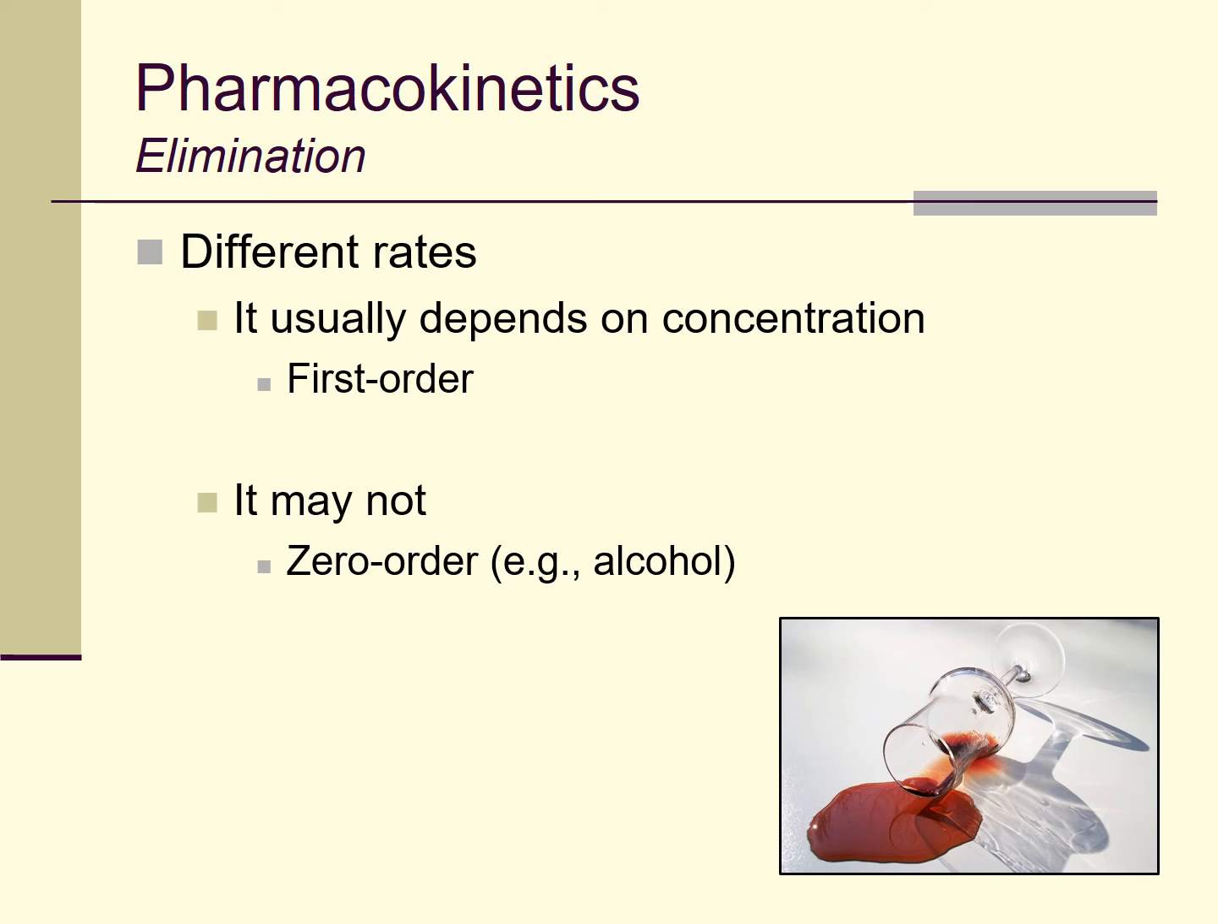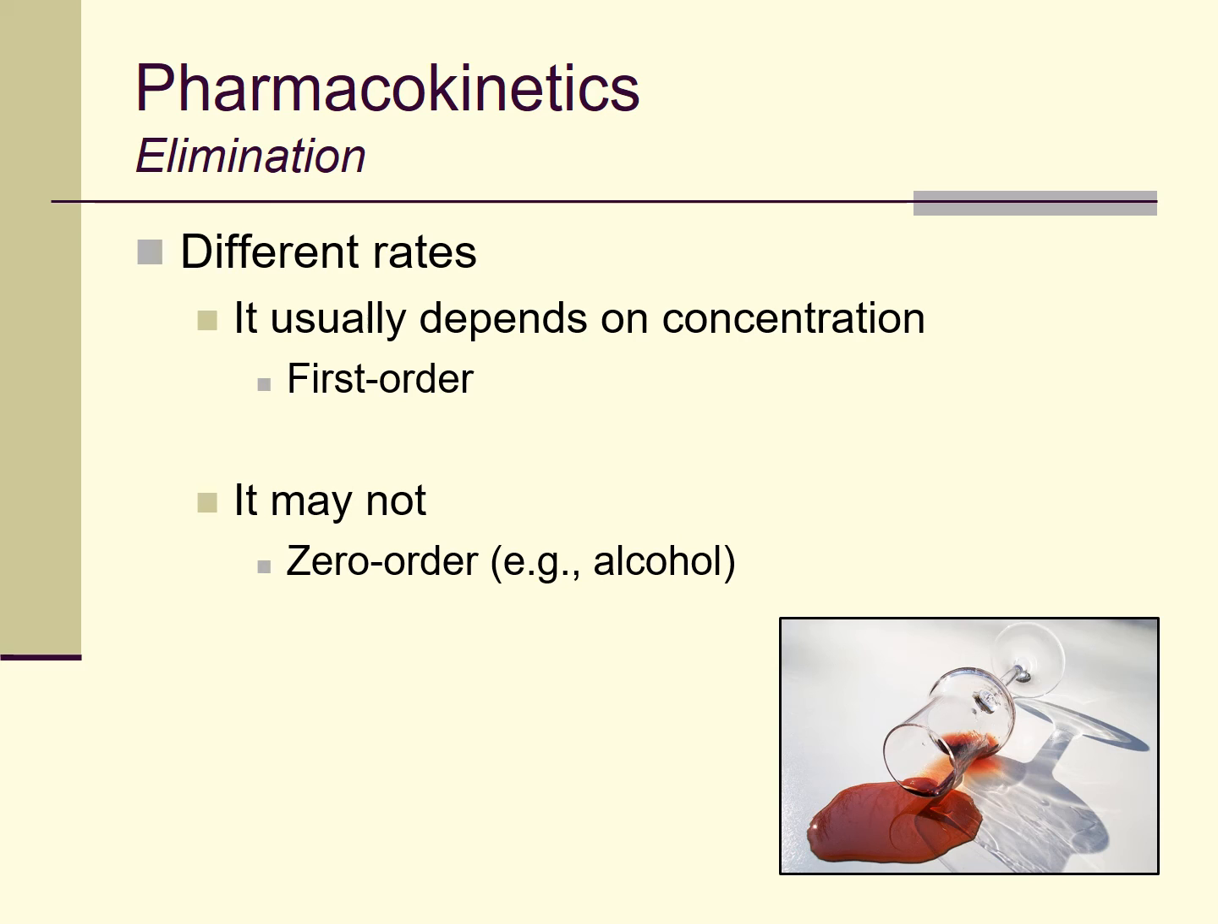People who study pharmacokinetics will attempt to model the rate of elimination of a drug, and there are different types of drugs, and different types of drugs will be broken down from the body at different rates. For some drugs, the rate at which they're broken down depends on their concentration within the body. These are called first-order drugs, at least in terms of their pharmacokinetics. Other drugs are not broken down based on how concentrated they are in your body. These are called zero-order drugs.